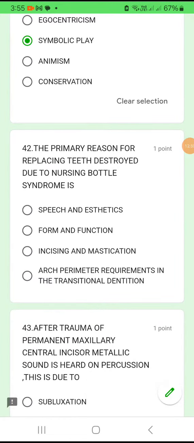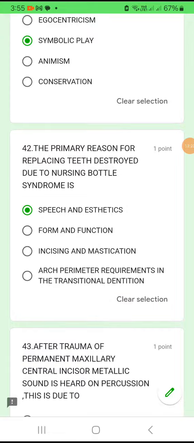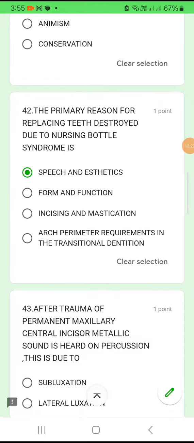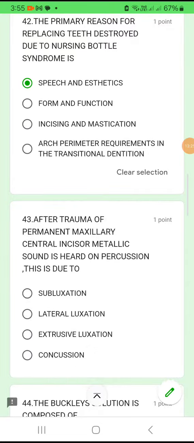The primary reason for replacing the teeth destroyed due to nursing bottle syndrome is to recover speech and aesthetics, or whether for form and function of the child, or for incising and mastication purposes, or arch perimeter requirement in the transitional dentition. Okay, it's a very confusing question, but the most primary reason is always speech and aesthetics. Okay, for a nursing bottle syndrome patient.